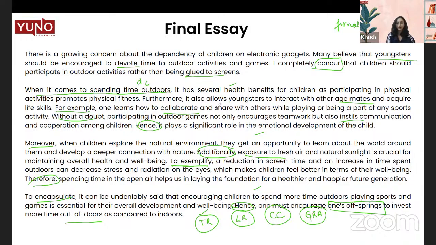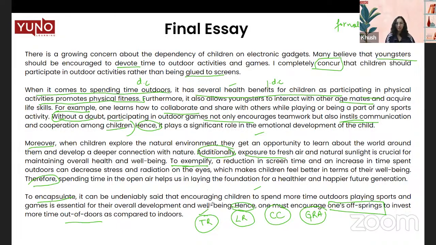This is a dependent clause. It has several benefits for children as participating in physical activities promotes physical fitness. This is an independent clause. So when we combine a dependent and independent clause, we make sure that we are writing a complex sentence, right? So there are different ways to do it. This is another example of a range of sentences. We are not supposed to stick to simple sentences. Add different kinds of sentences within your essay.